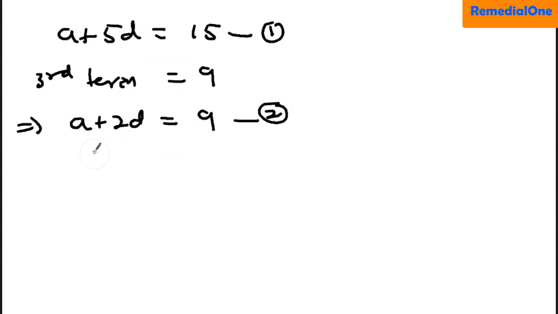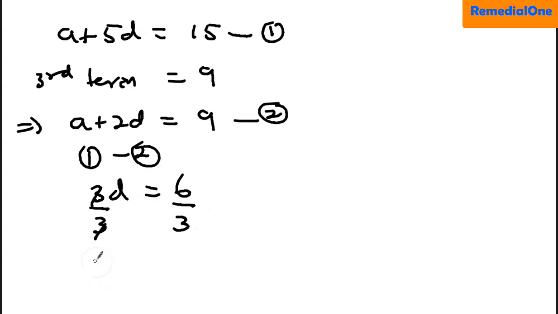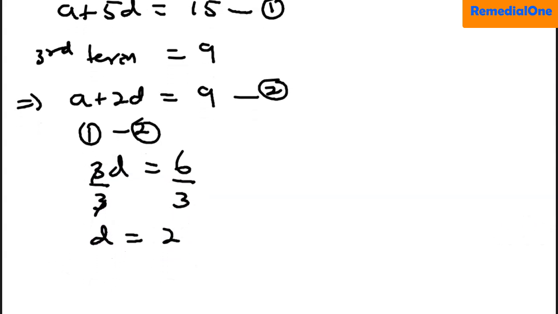So let's solve the two equations. Because we have A in both, we can subtract the two equations. So equation 1 minus equation 2. A minus A is 0, 5D minus 2D is 3D, then 15 minus 9 is 6. Divide both sides by 3. So our D is equal to 2. That's the common difference. We can put this value in any of the equations to find A.